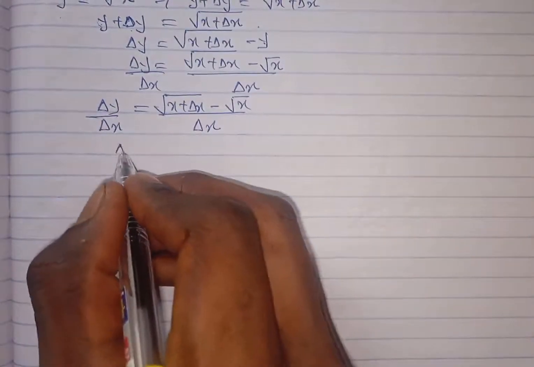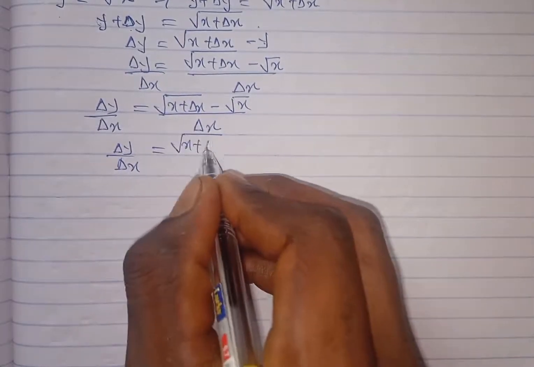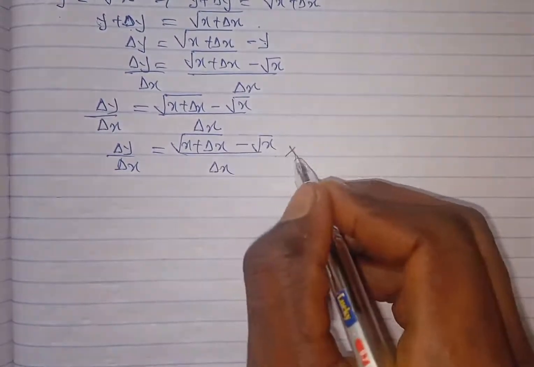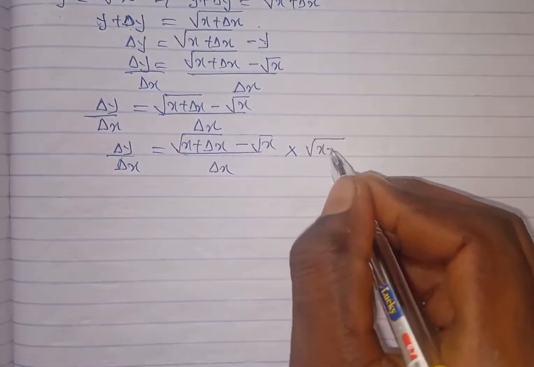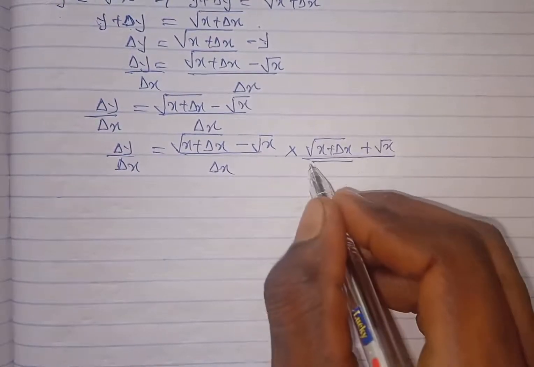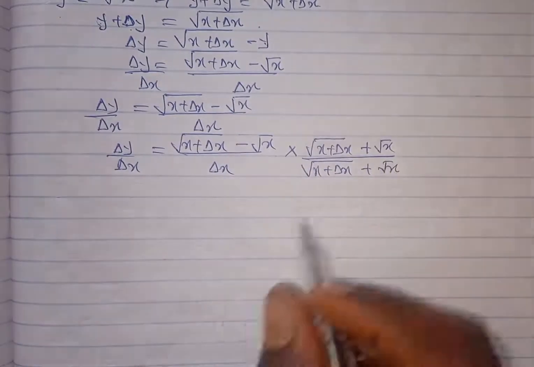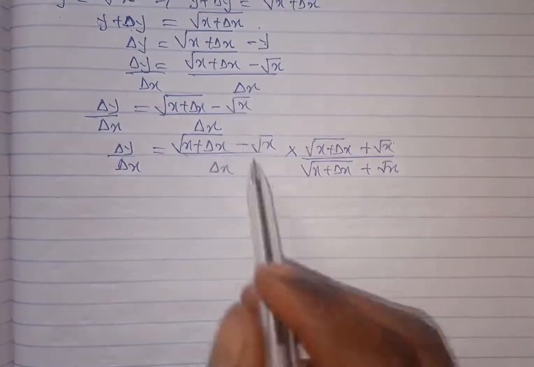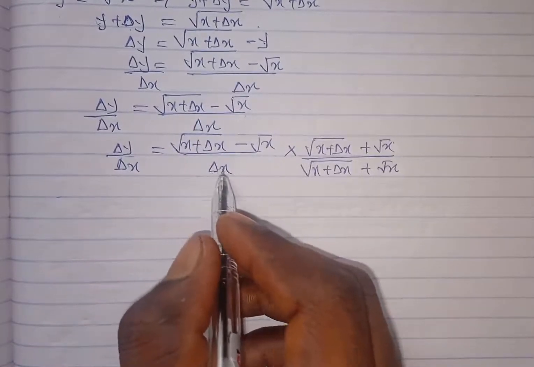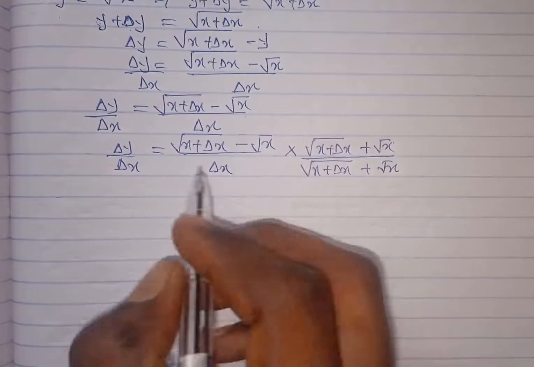Here you have square root of x plus change in x minus root x over change in x. So what you simply do is multiply by square root of x plus change in x, then plus root x, over the same thing, square root of x plus change in x, then plus root x. So you know it's still the same thing, because this cancels out this, and you are left with this, so it's still the same thing. The reason why you are doing that is in order for you to eliminate this change in x from the denominator, so that it will not be undefined when you are taking the limits.